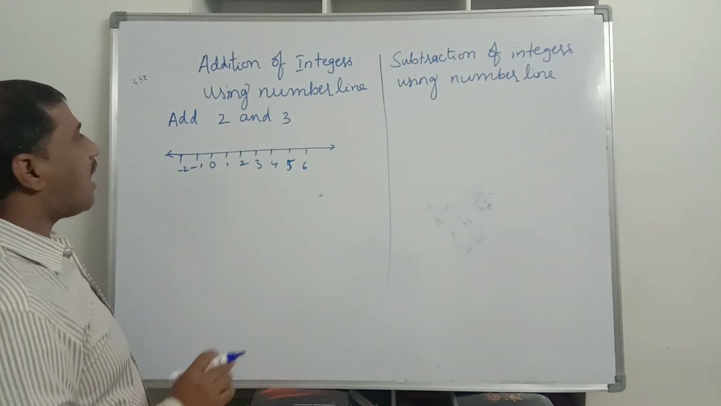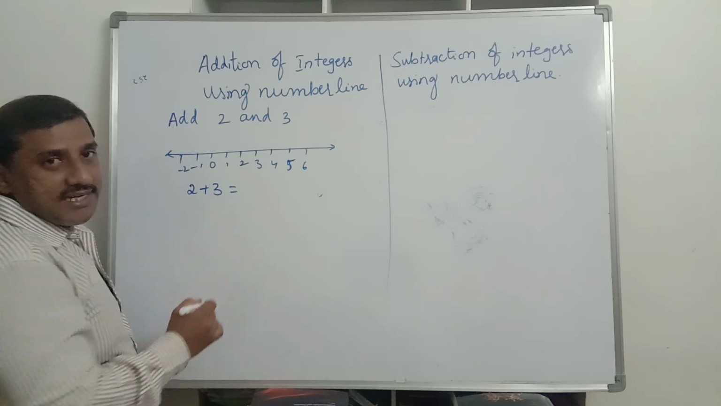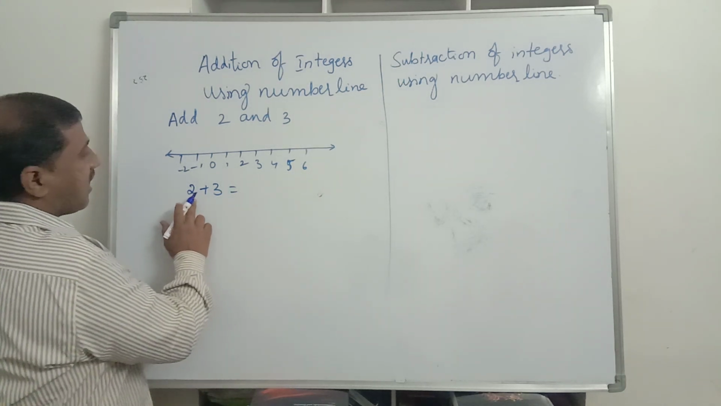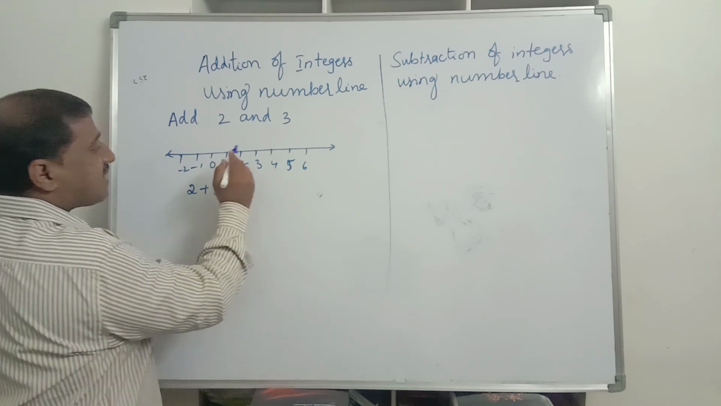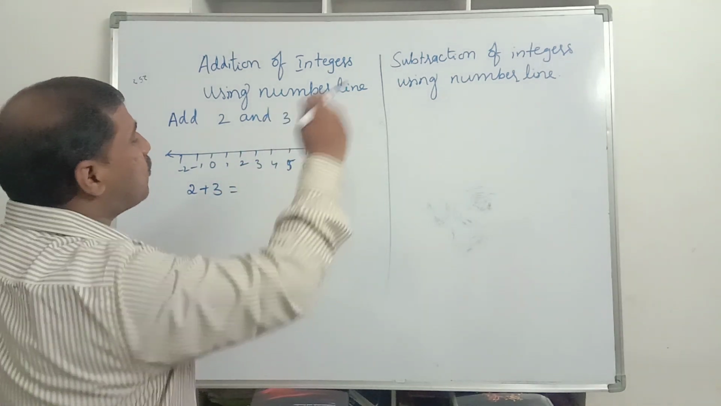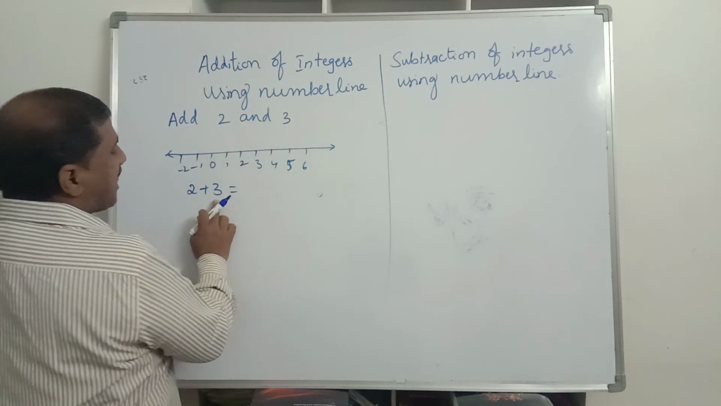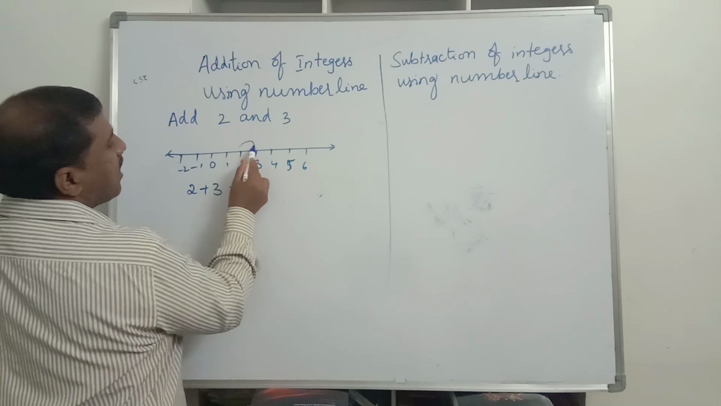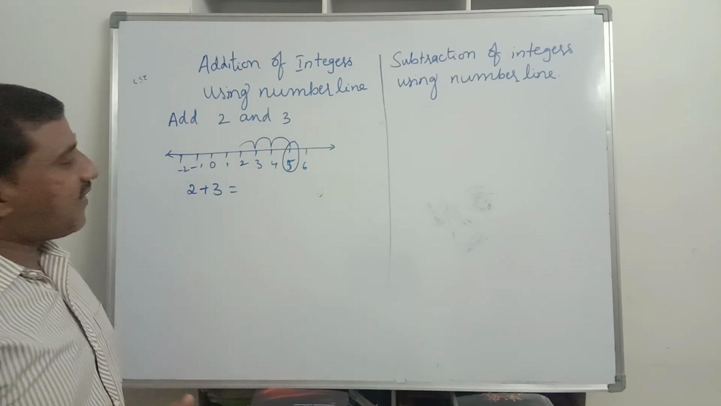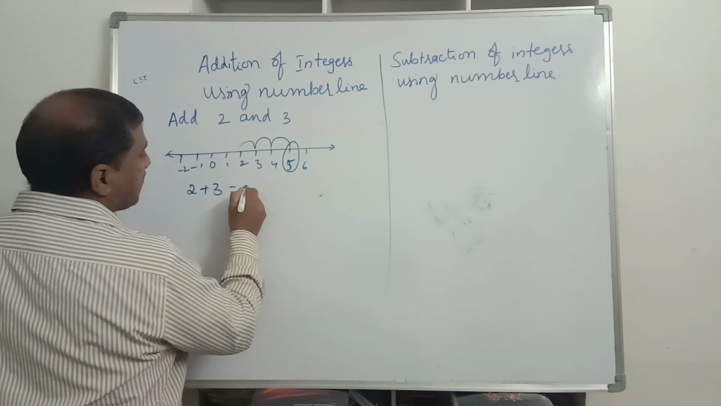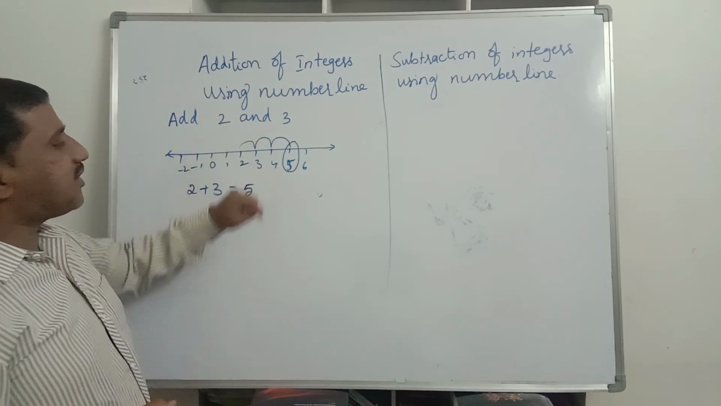Add 2 and 3 means 2 plus 3. First locate 2 on the number line. Here is the 2. We are adding 3, so from 2, move right 3 steps. It is 1, 2, 3. This gives us the sum of 2 and 3, that is 2 plus 3 is equal to 5. That is two positive integers.